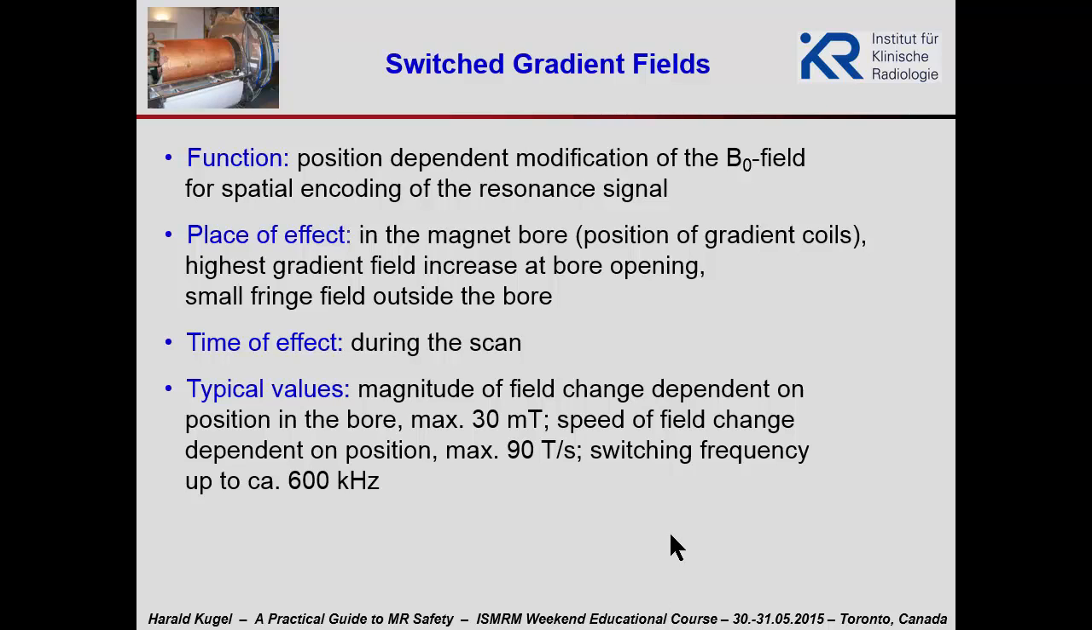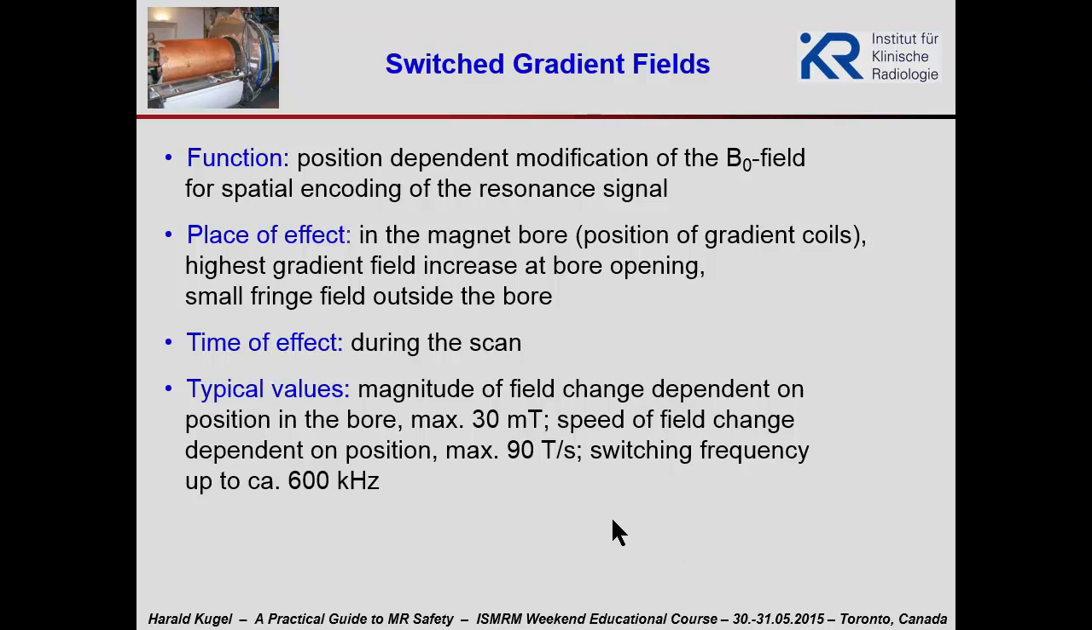So much for the static magnetic field, now the switched gradient fields. We need these for a position-dependent modification of the B0 field, which we need for the spatial encoding of the resonance signal. The gradient fields are present in the magnet bore, where the gradient coils were, which we saw before. And the highest gradient field increase is at the bore opening. Then there's a small fringe field outside the bore, which we can neglect. This field is effective only during the scan.